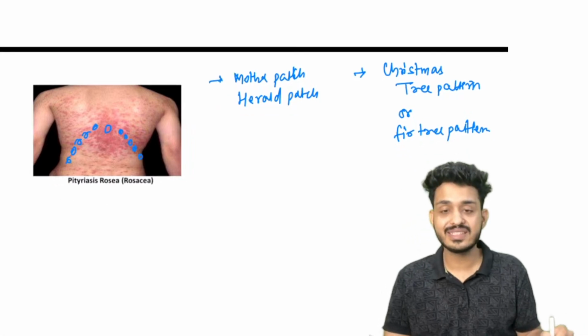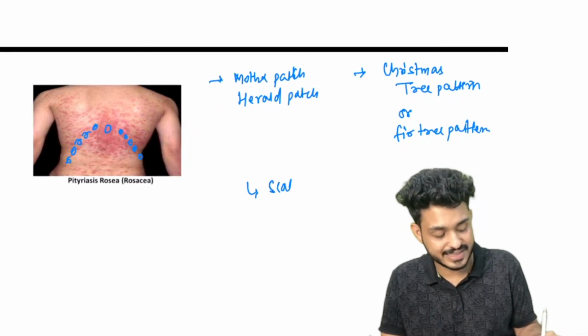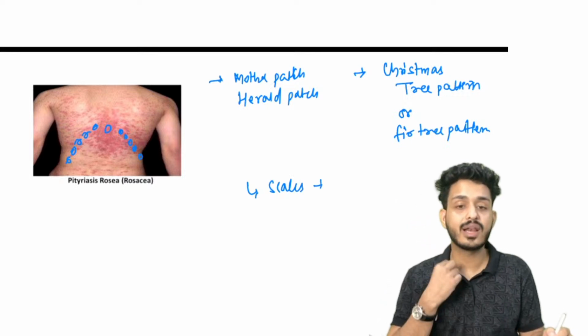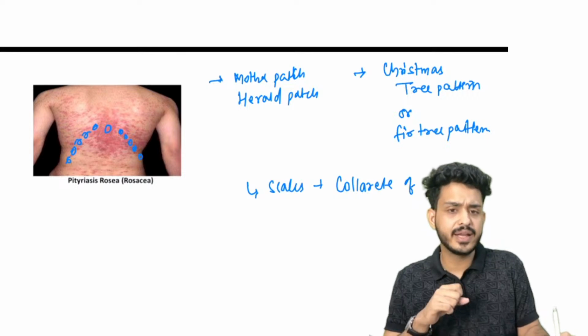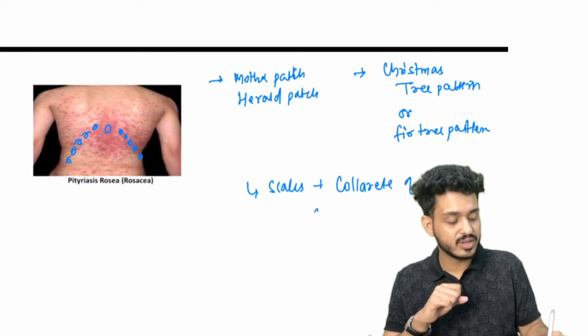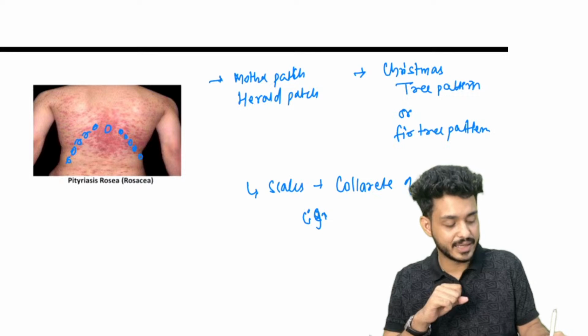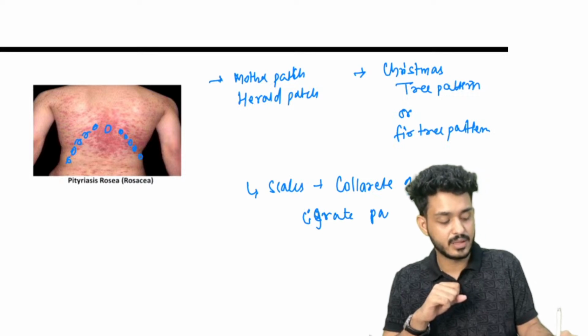What are the scales that you will be finding here? Scales are important. You will be finding collarette scale. Collarette scale, or cigarette paper scaling.